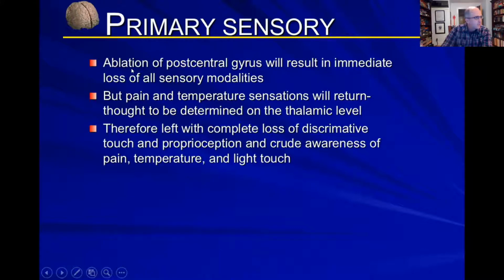With primary sensory cortex, ablation of this area will result in immediate loss of sensory modalities, but pain and temperature sensations can return, and that's thought to be primarily due to the thalamic input. Therefore, you're left with complete loss of discriminative touch and proprioception, but you can continue to have a crude awareness of pain. I'm sure you probably have come across thalamic pain syndromes, especially, for example, in stroke patients.